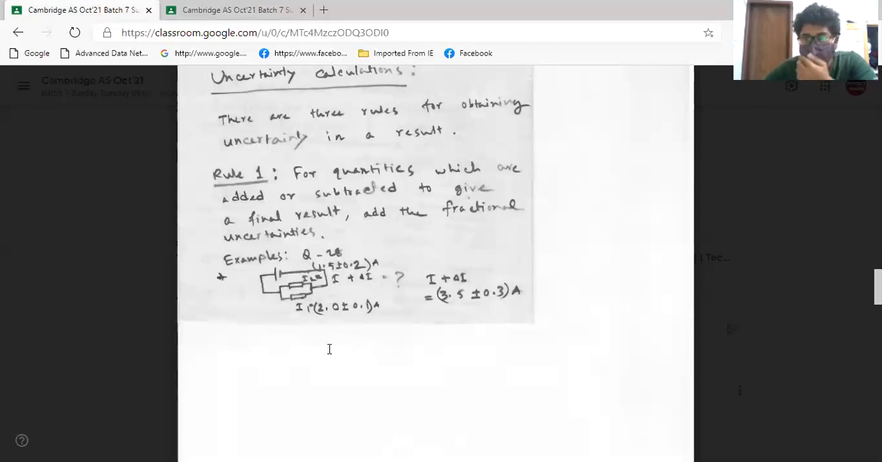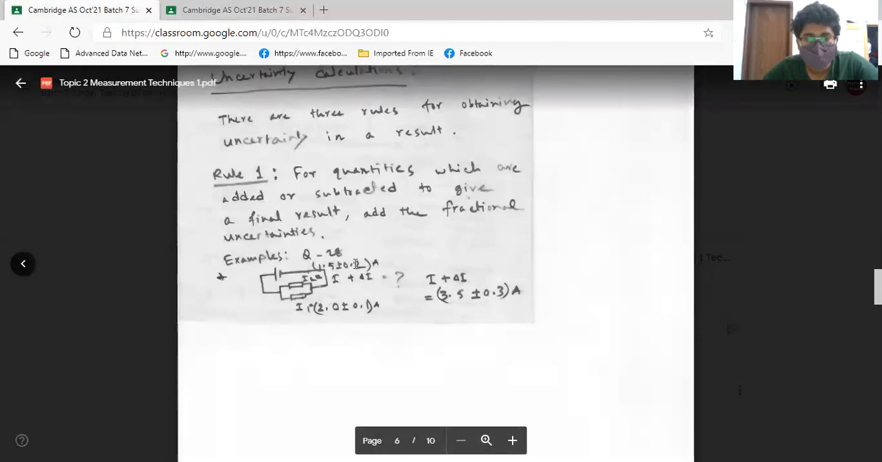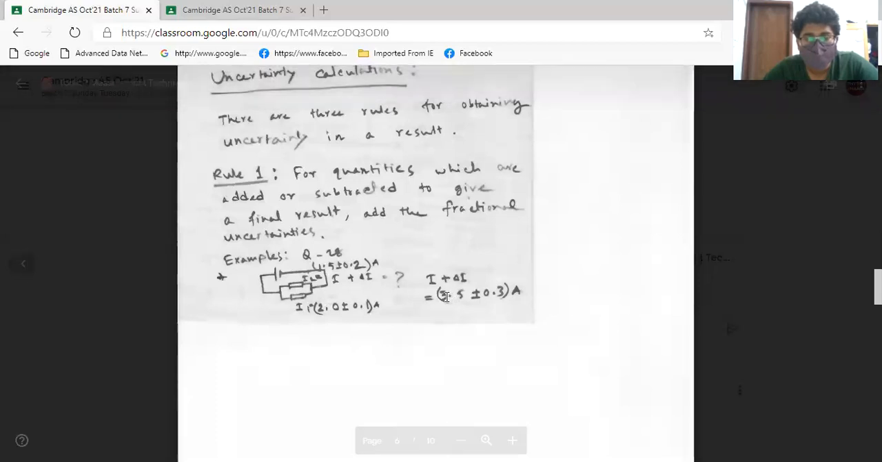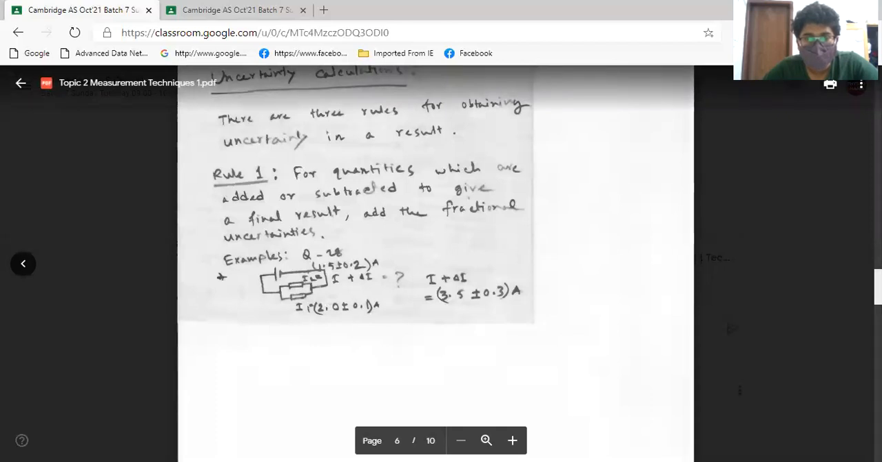And when we are adding the values, we are adding the measured values like 1.5, 2.0. These are measured values, and 0.2, 0.1, these are absolute uncertainties. So at that time we are adding the absolute uncertainties separately, and we are adding the measured values separately. Then you got 3.5 plus minus 0.3. Is it clear? This is rule 1.